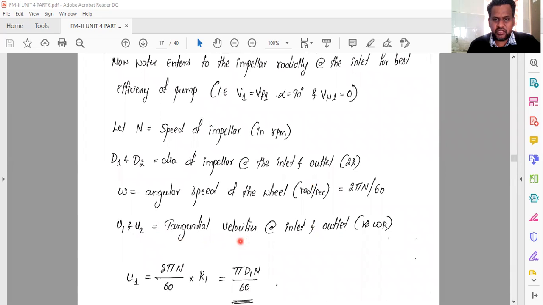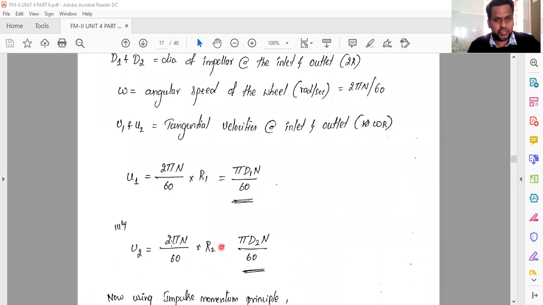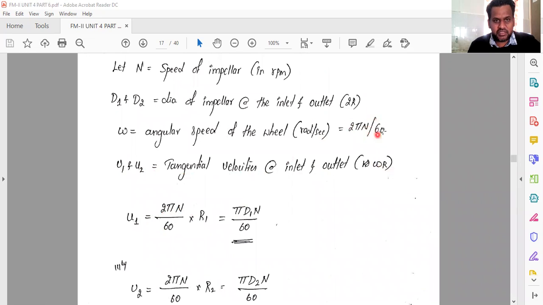Okay, u1 and u2 are tangential velocity at inlet and outlet. That is, u1 is equal to omega into r. If you are trying to find out u1, so omega into r1, u2 is omega into r2. So you can see u1 is omega into r1. So what is omega? Omega is written as 2 pi N divided by 60. So u1 is 2 pi N divided by 60 into r1.